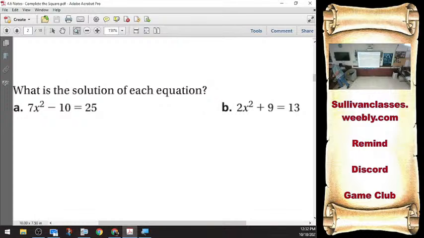Actually, there we go. That'll do some damage. Okay. Solve both by square roots. Get x by itself, then square root.